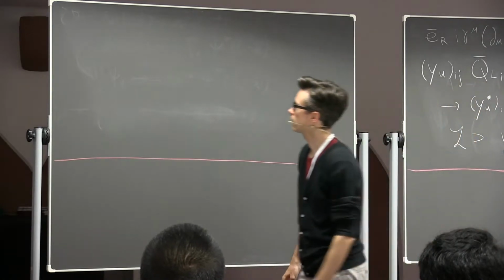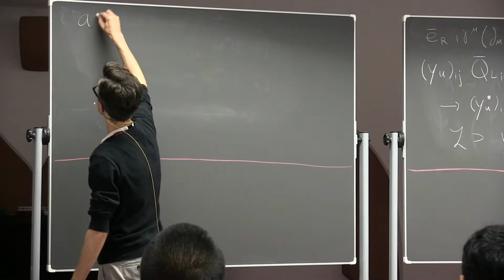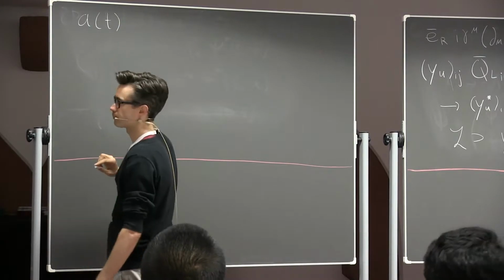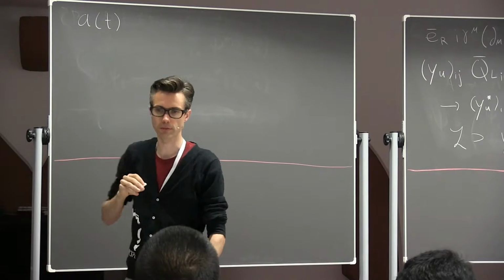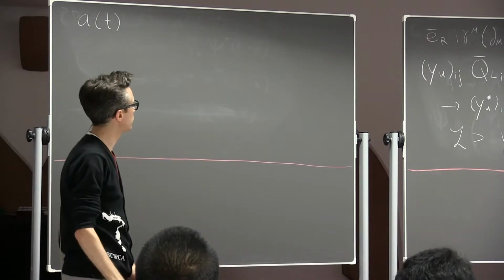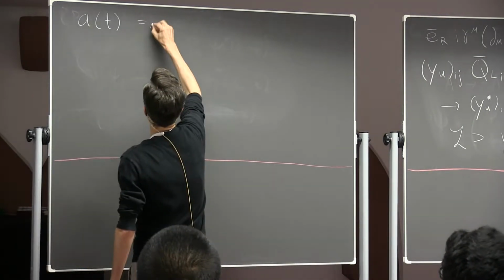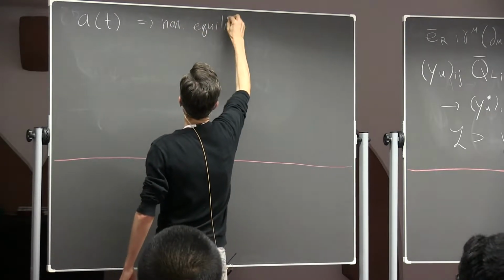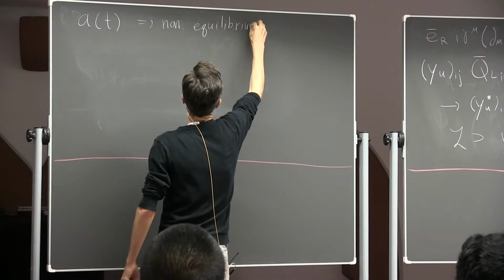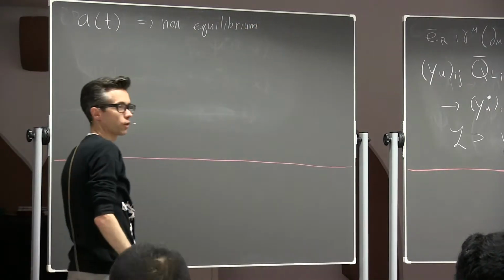So the fact that we have an expanding universe with scale factor a of t, and specifically a non-zero time derivative of a, an expanding universe, means that we have a non-equilibrium. So this is speaking formally.